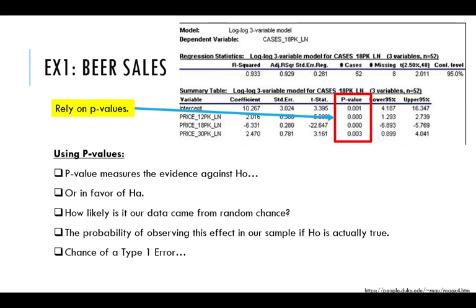So what the p-value is measuring is the chance of a type 1 error. Remember what a type 1 error is? We reject the null hypothesis when it's actually true. We reject the null when it's actually true.